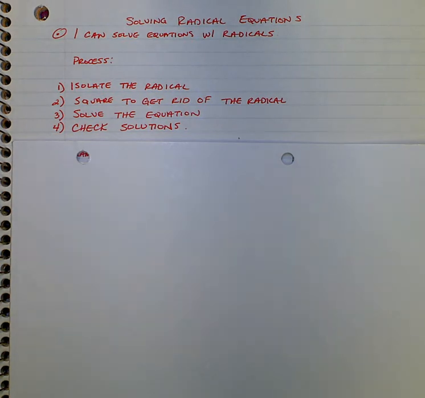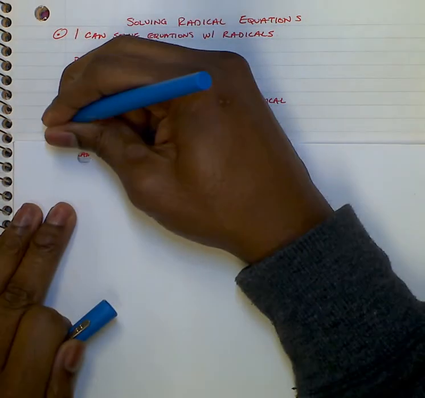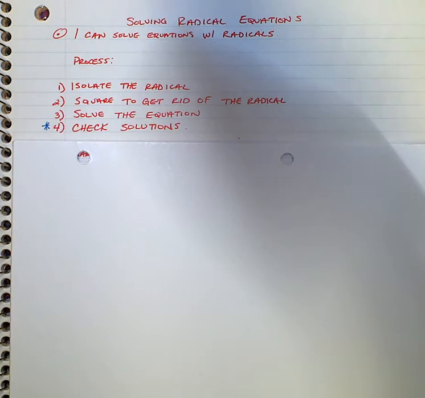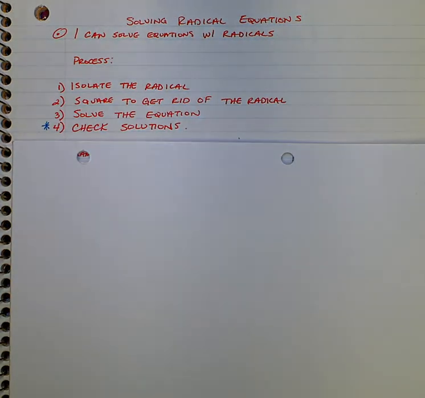And one extra thing, I know check the solution is always a part of our process, but we need to be especially sure to check the solutions in these cases because sometimes we'll get extraneous solutions, things that we mathematically reason to find to be the answer but don't actually work in the equation. So we'll see that. Alright, so let's go through a few examples.